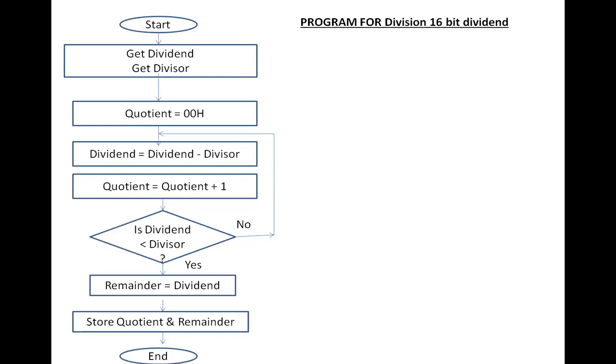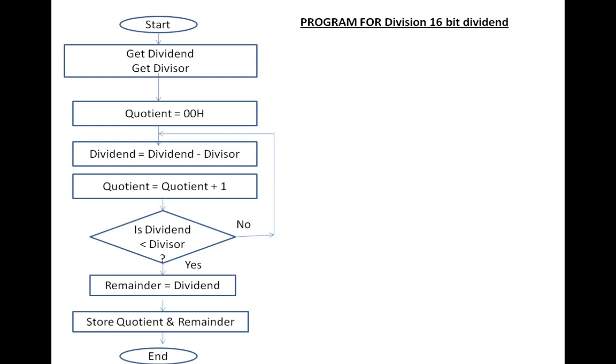You might be knowing the meaning of dividend and the divisor. Dividend is the number which is to be divided, and divisor is the number which is going to divide. So this time the dividend is long, so it will take more time to execute and find out the result.